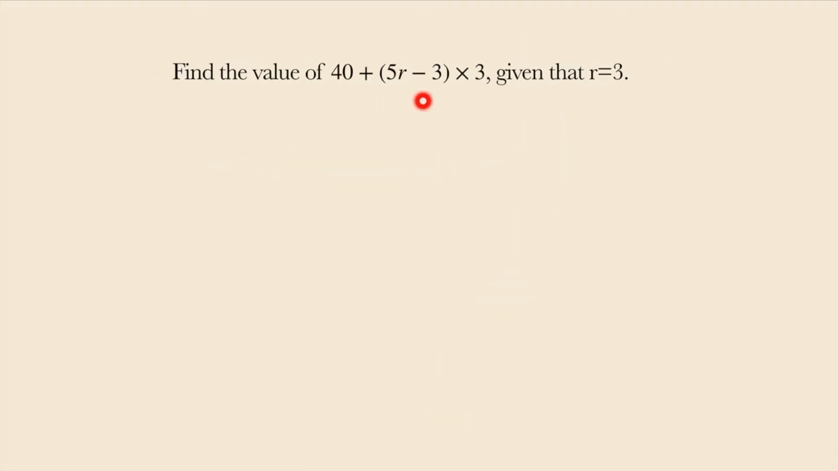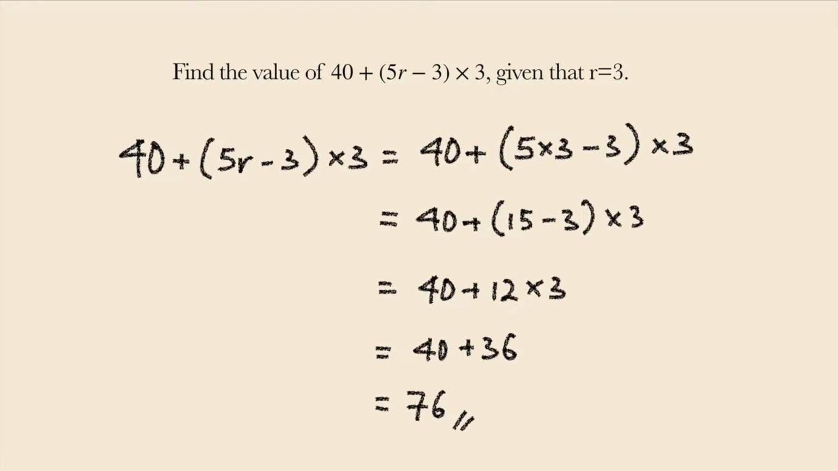Now we're given this expression, we have to evaluate what's inside the parentheses here and then afterward times 3. So order of operations will apply here as well. So substitute r with 3 and then do the multiplication to get 15 minus 3. Then evaluate this inside the parentheses, then do the multiplication followed by the addition.